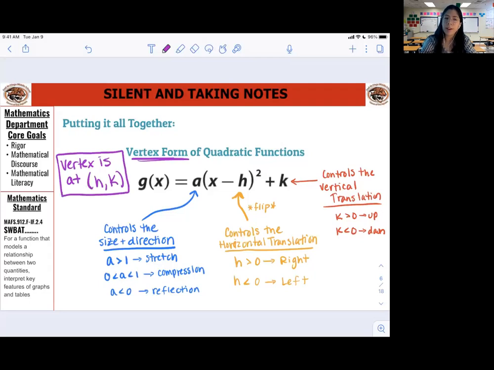Because if you think about it, the parent function starts at 0 comma 0. H moves it to the left and to the right, and K moves it up and down. So if I'm moving it to the left, to the right, up or down, I'm going to end up in a new place. That new place is my new vertex. So just by looking at those two numbers, you can already tell where the vertex is going to be.